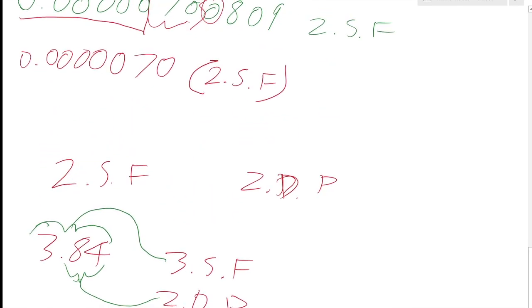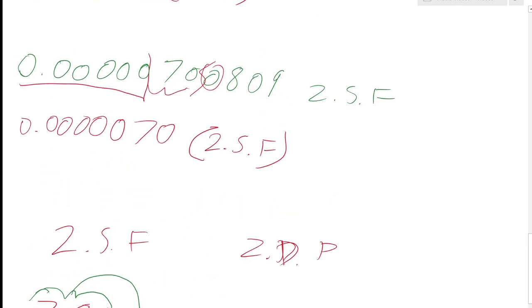So if we consider 0.0000070, that's to 2 significant figures, but if we count, we've got 1, 2, 3, 4, 5, 6, 7 digits after the decimal place, so that would be to 7 decimal places. And again, we use 7DP.